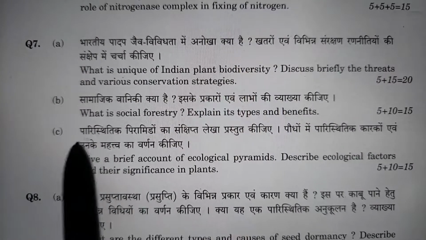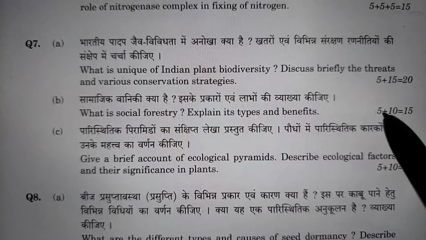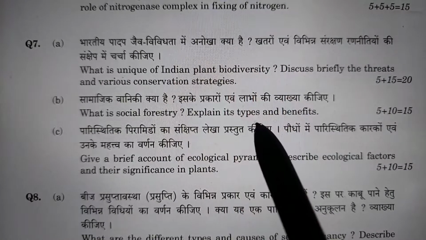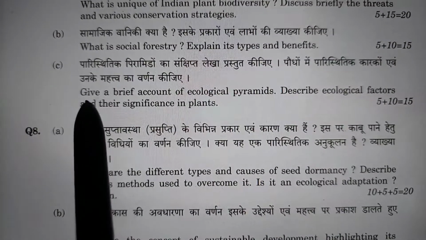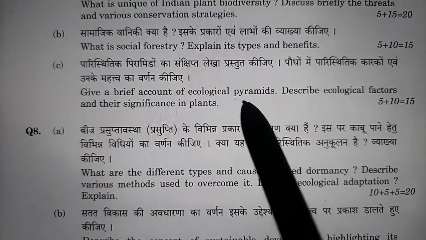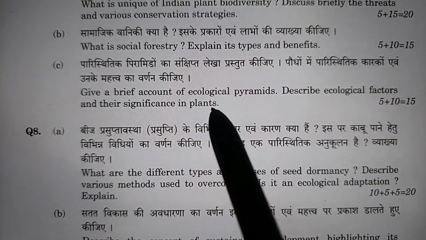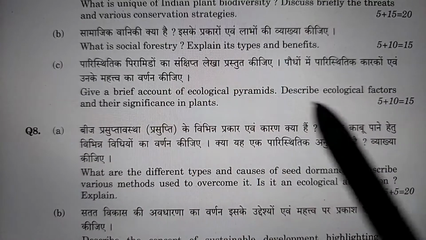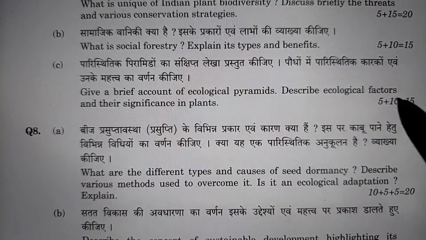Option B is what is social forestry? Explain its types and benefits. 5 plus 10. Social forestry is 5, types is 5 and benefits is 5, total 15. Option C is give a brief account of ecological pyramid and describe ecological factors and their significance in plants. Brief account of ecological pyramid is 5 and describe ecological factors and their significance in plants is 10, total 15 marks.